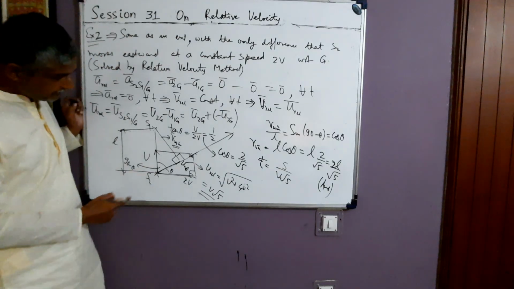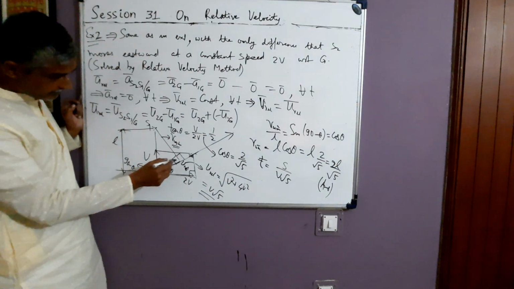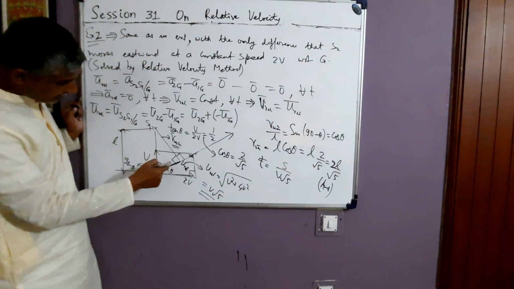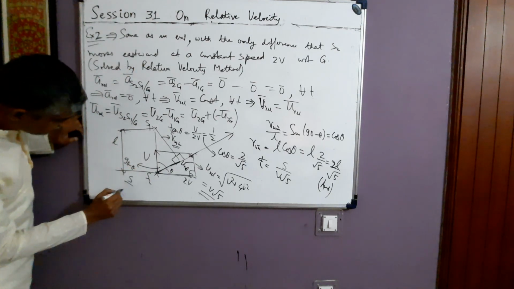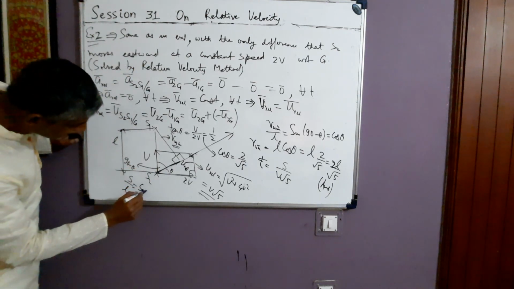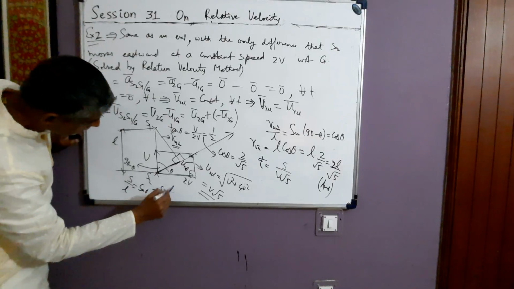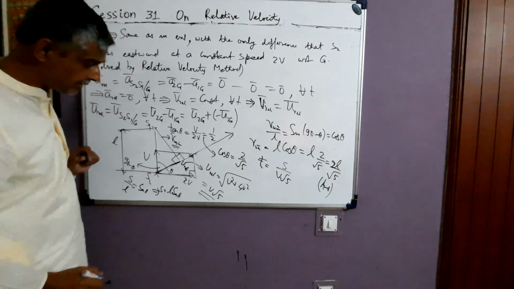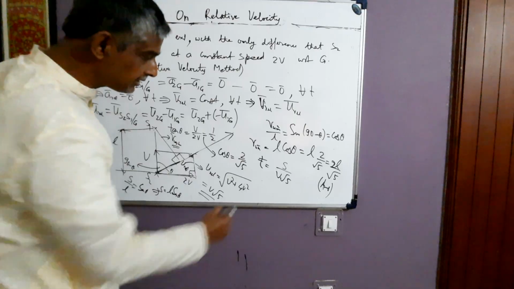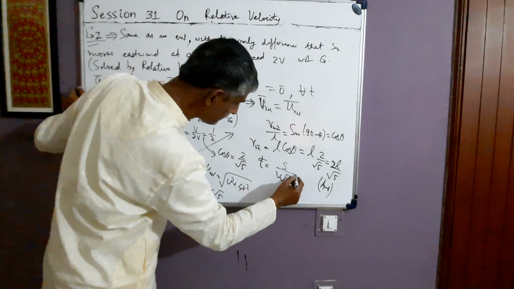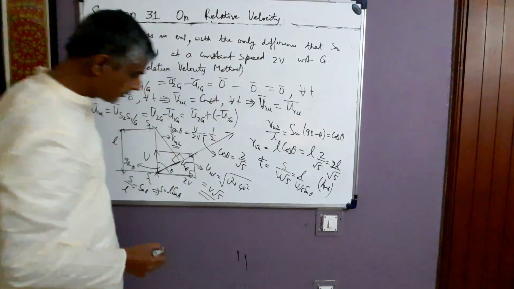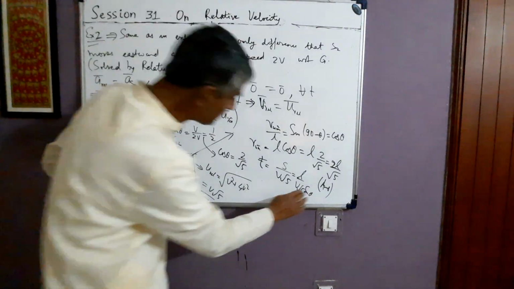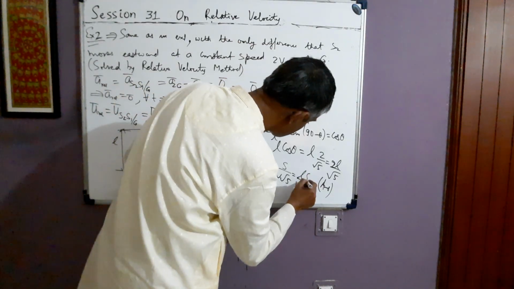How to find S? Tell me. This is S, this is S, this is L. S by L is just cos of 90 minus theta, that is sin theta. So S is equal to L sin theta. We substitute L sin theta here. L by V root 5 times sin theta. Sin theta will be here.